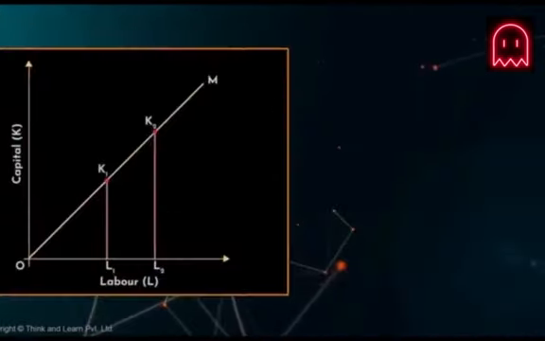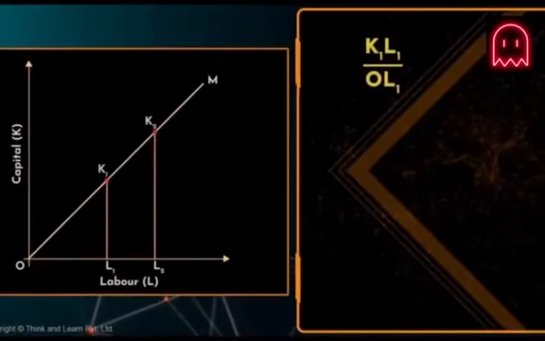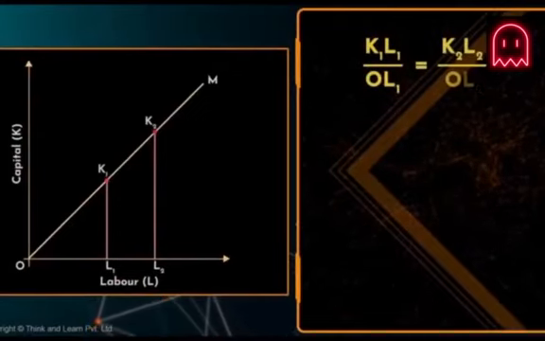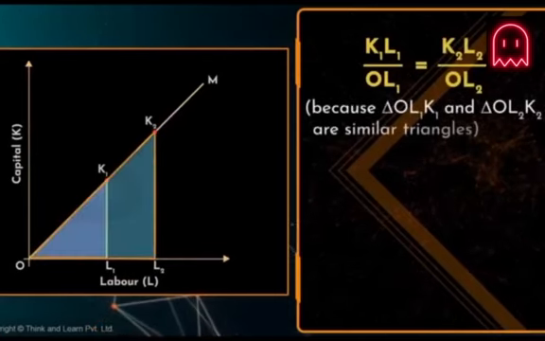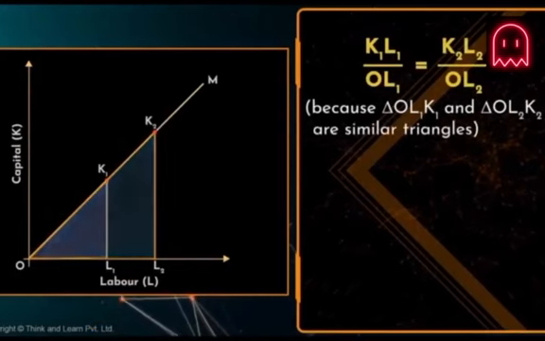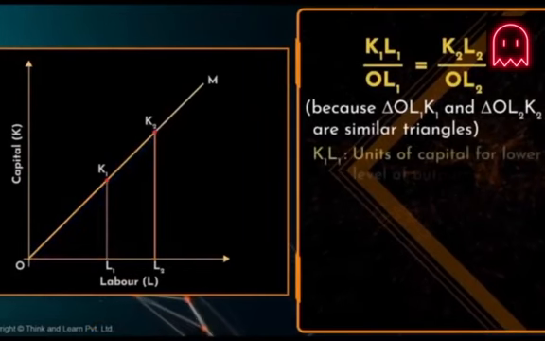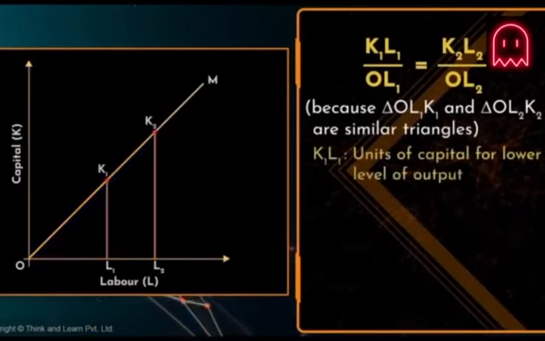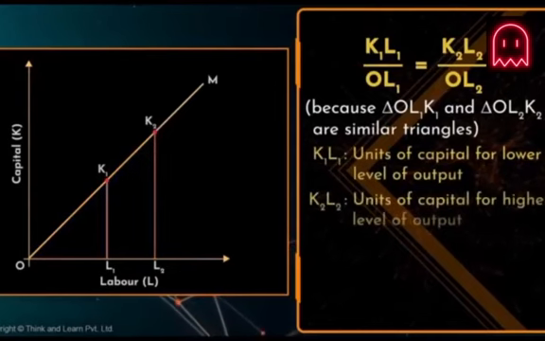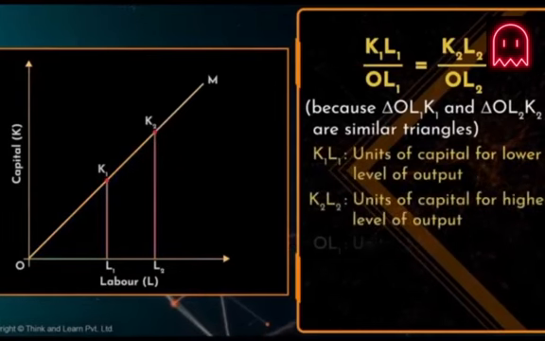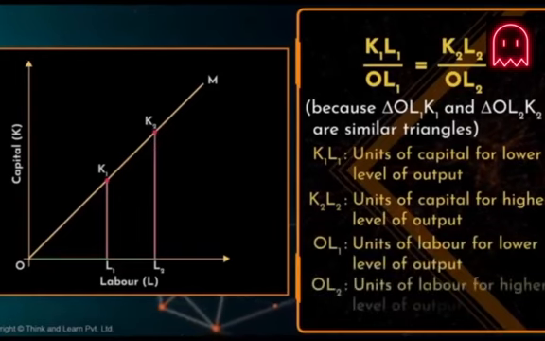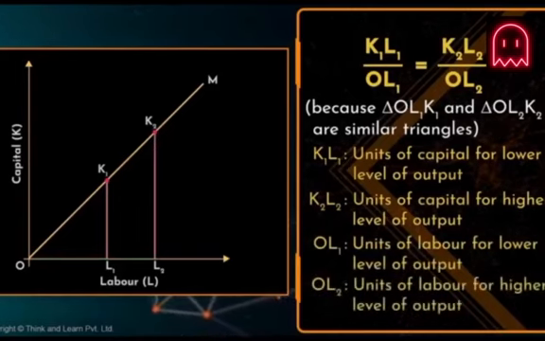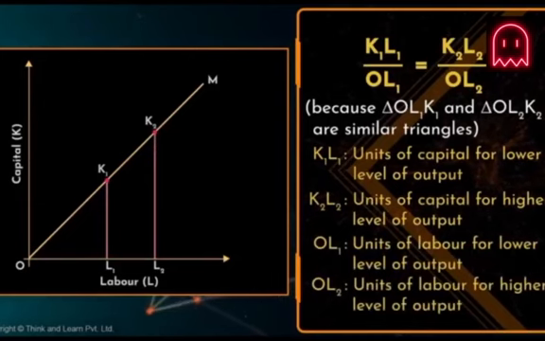In the first figure here, K1L1 by OL1 is equal to K2L2 by OL2 because OL1K1 and OL2K2 are similar triangles. Now here, K1L1 is the units of capital for a lower level of output. K2L2 is the units of capital for a higher level of output. OL1 is the units of labor for a lower level of output, and OL2 is the units of labor for a higher level of output. So in this figure, we can see that both the factors are increasing over time.